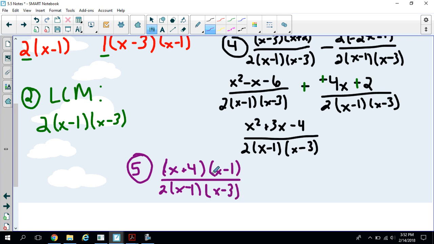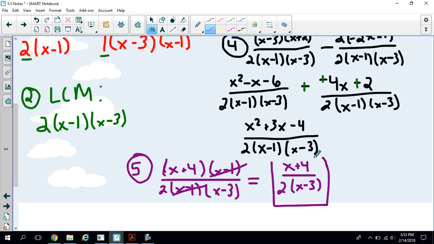Now if you notice, we both have an x minus 1 in the numerator and denominator. Those cancel out. Now that we can't cancel anything else out, we still have an x plus 4 in the numerator. And then lastly, we just have the 2 times the x minus 3 in the denominator. And because we can't simplify anymore, this will be your final answer.